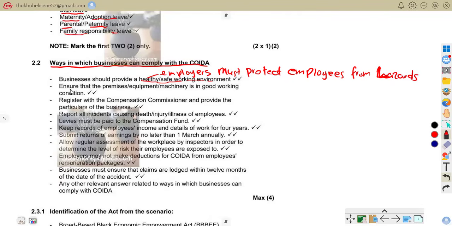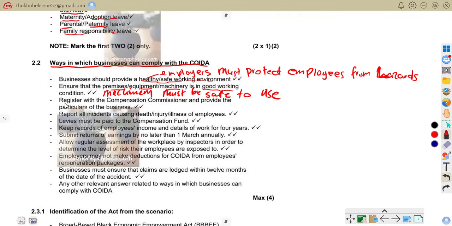So now let us move on to another point. Ensure that the premises, equipment and machinery are in good condition. So you have to ensure premises, equipment and machinery are in good working condition. It means machinery must be safe to use.